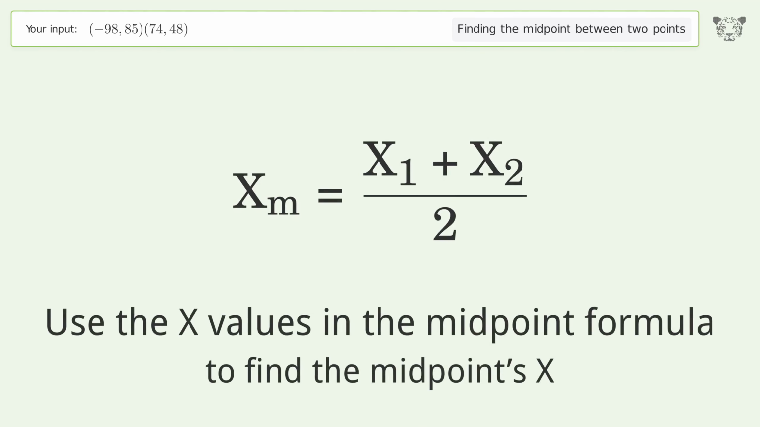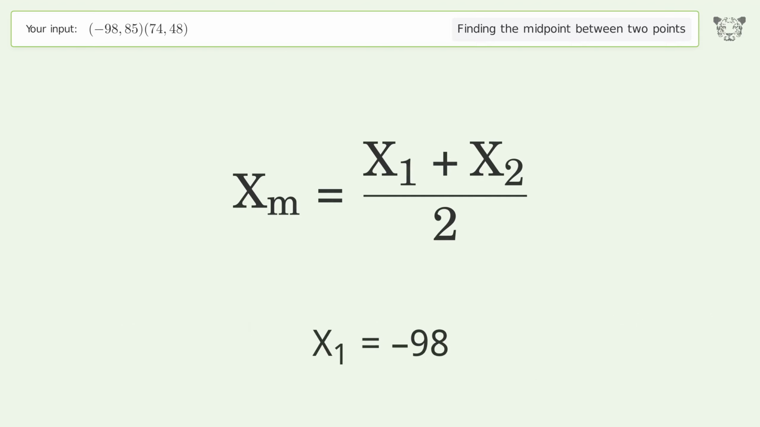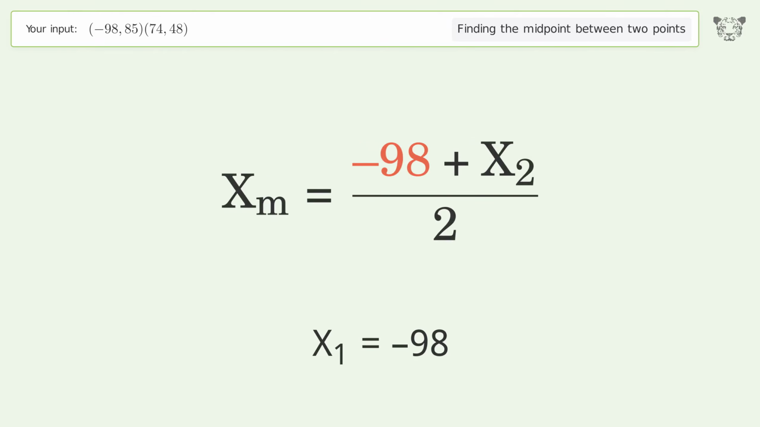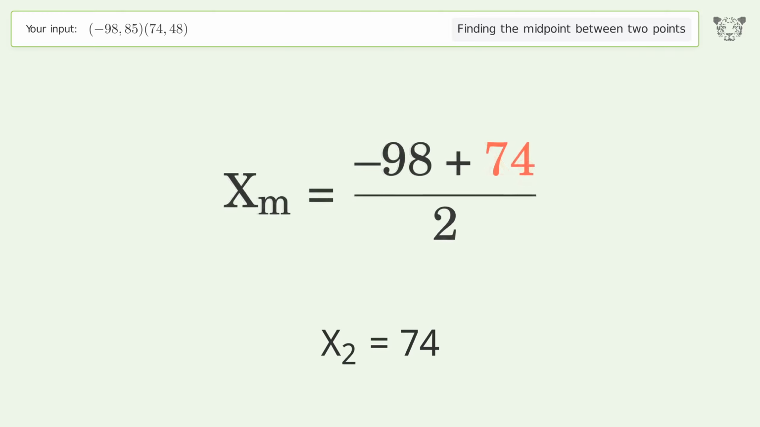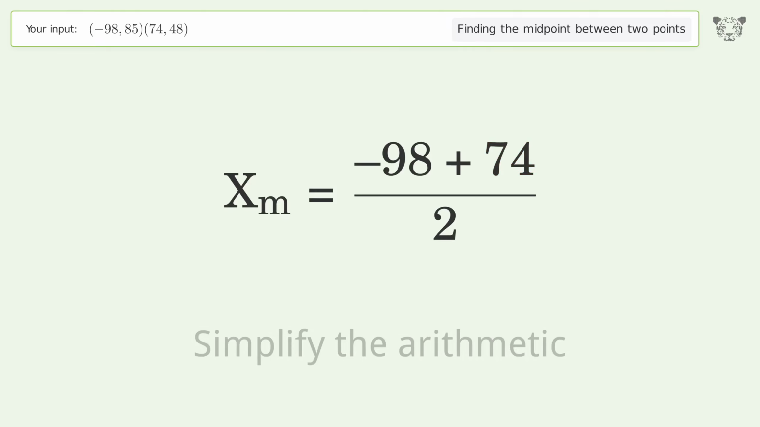Use the x values in the midpoint formula to find the midpoint's x. x1 equals -98. x2 equals 74. Simplify the arithmetic.